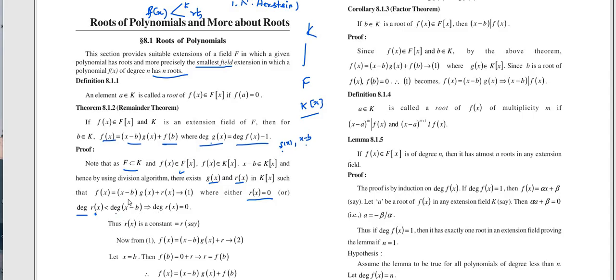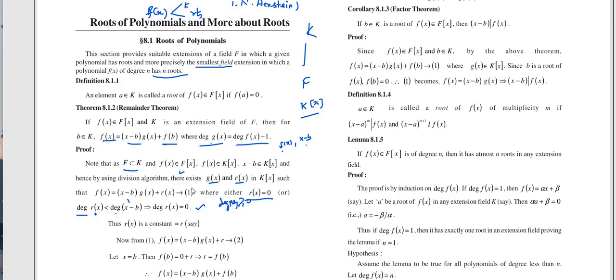So the degree of r(x) is less than 1, and the degree of any polynomial is always greater than or equal to 0, non-negative. So this is strictly less than 1, which means no other go, degree of r(x) should be 0. So whether you consider this or this, it is a constant. So we shall take that constant as, say, some r.